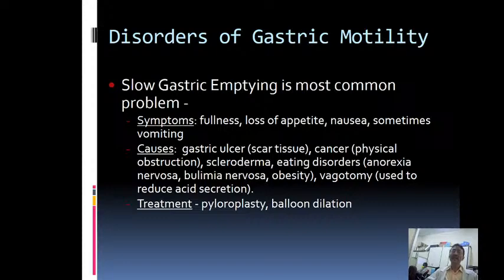Rare causes are scleroderma, eating disorders, especially anxiety-related disorders, depression or obesity, and sometimes it can be because of a dysfunctional autonomic nervous system, that is the myenteric plexus and the mesenteric plexus. The treatment is pyloroplasty or balloon dilatation. Balloon dilatation is inserting a balloon and expanding the stomach outlet so that emptying can take place. Pyloroplasty is reducing the tone of the pyloric sphincter so that the food or chyme enters from the stomach into the duodenum.